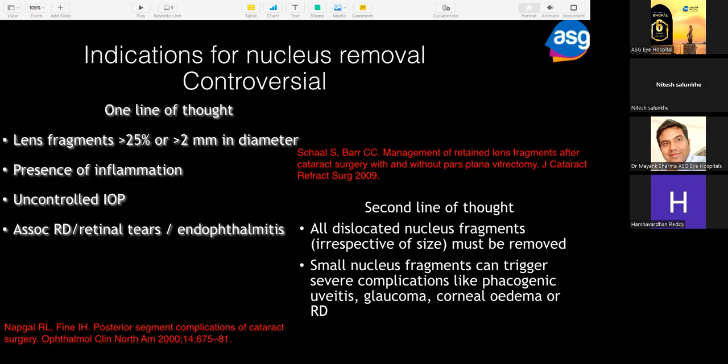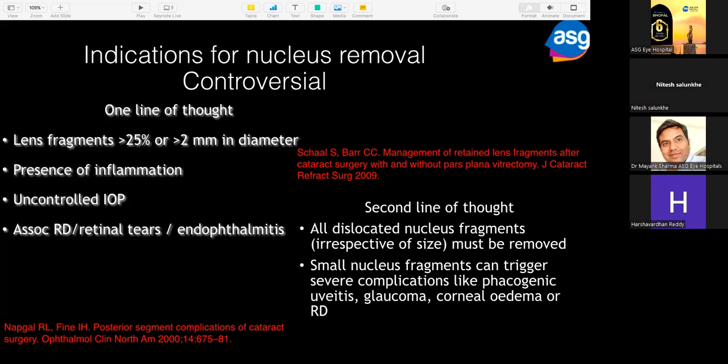And like my mentor always said, these are the cases that are going to bring you your bread and butter. If you fix these cases and give good vision to the patient, that's how your anterior segment colleagues are going to develop confidence in you and send you patients. So you have to be extra careful in these cases.